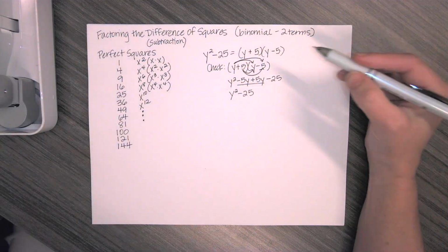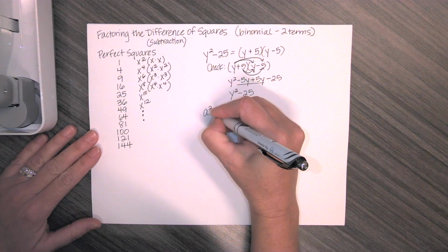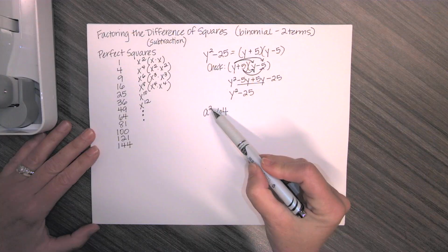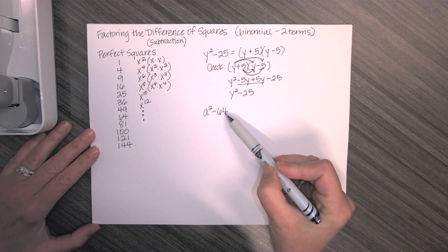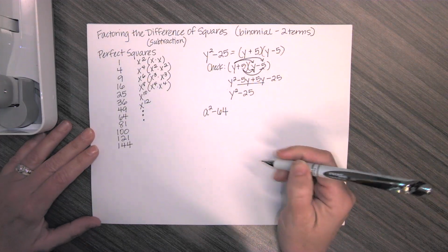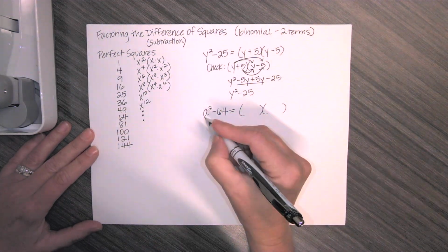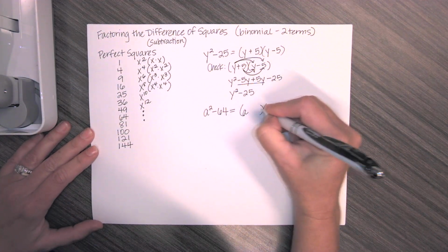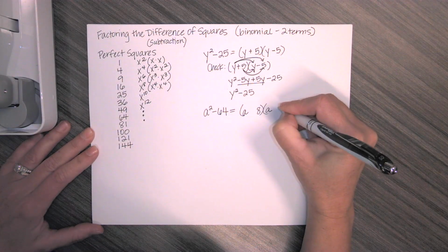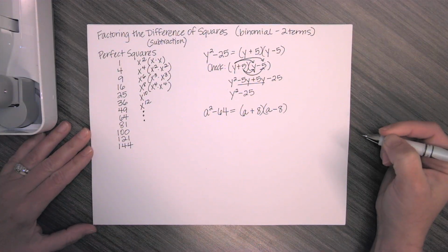Okay, so let's do another one. How about a squared minus 64? Okay, once again, you see that you have a perfect square here, a squared, you have a perfect square here, 64, and it is subtraction, so this is the difference of squares. All right, so we're going to draw our two sets of parentheses. We know the square root of a squared is a, so we're going to put a here and here. The square root of 64 is 8, so we're going to put an 8 here and here. And we're going to have 1 plus and 1 minus.